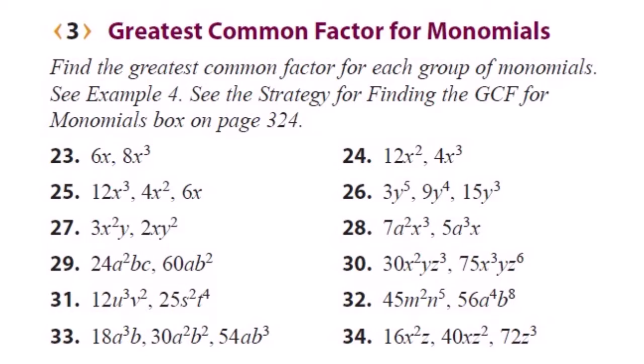So if we look at number 24, we could write 12x squared in terms of its prime factorization, right? So 12 breaks down to 2 times 6 and 2 times 3. So we can write 12 as 2 times 2 times 3. And then the x squared we can just write as x times x, right? We can just expand it. We can do the same thing with 4x cubed. We can write that as 4 is 2 times 2, so we can write that as 2 times 2 times x times x times x, right?